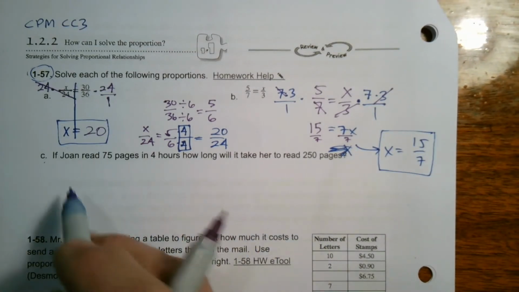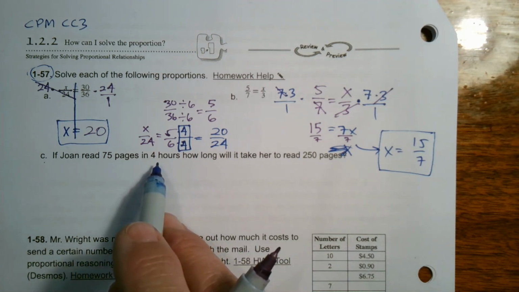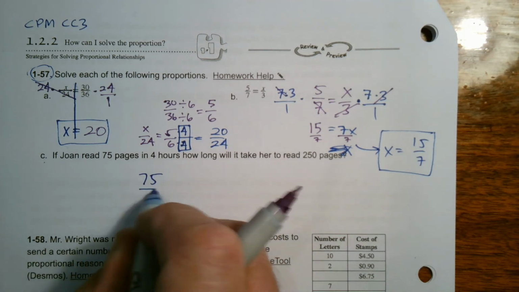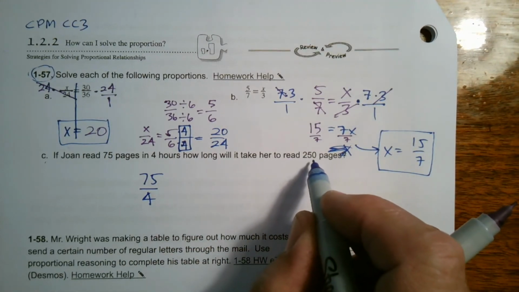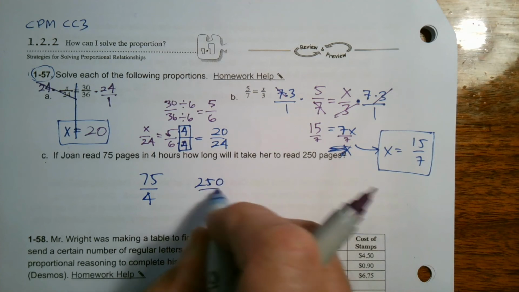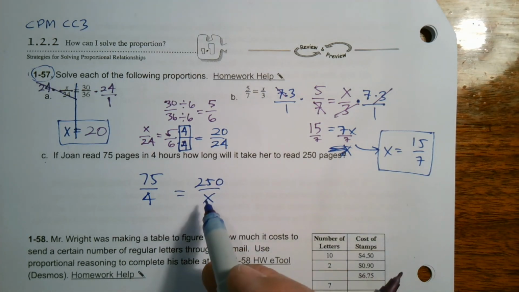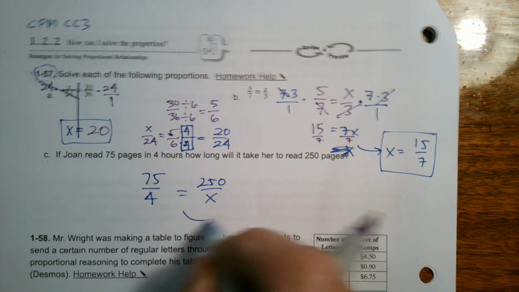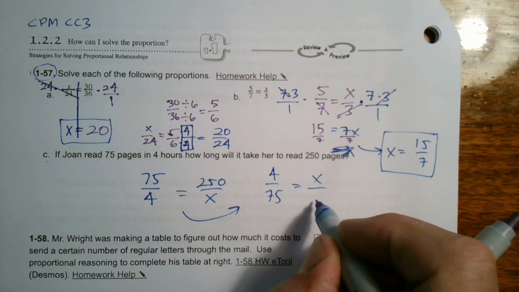And then the last one. It says if Joan read 75 pages in 4 hours, that's 75 over 4 as the ratio. How long will it take her to read 250 pages? So 250 over x, and from that point we've got to find what x is. I can do my same things, but I'm going to rewrite this to be 4 over 75 is equal to x over 250.